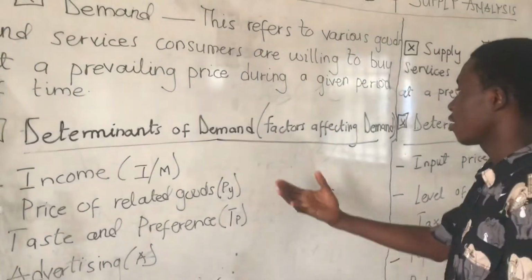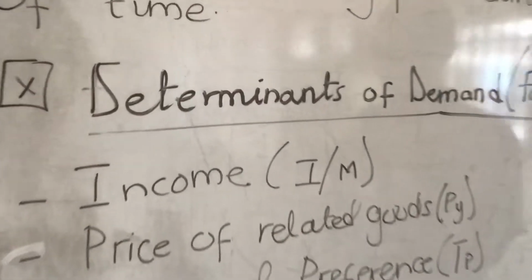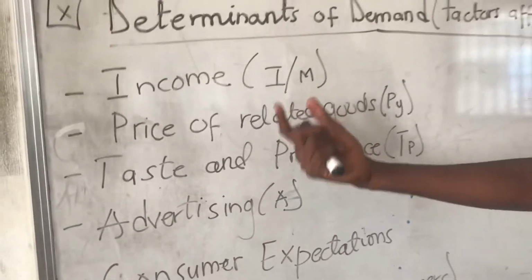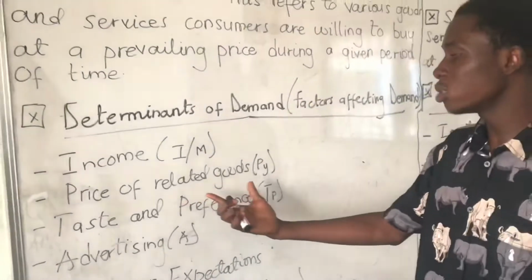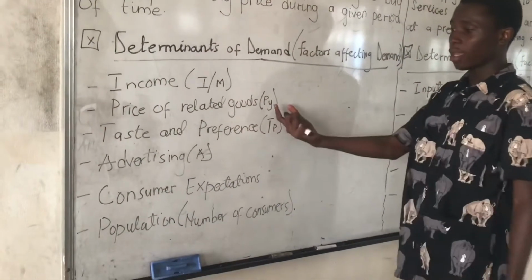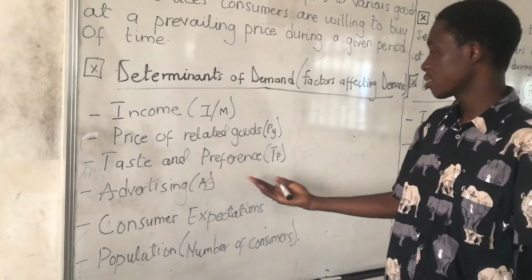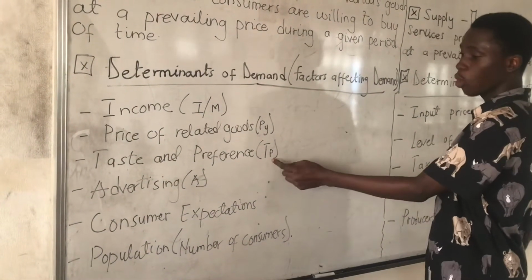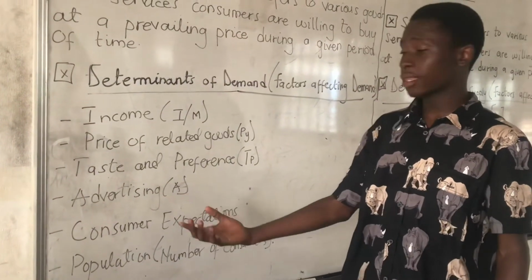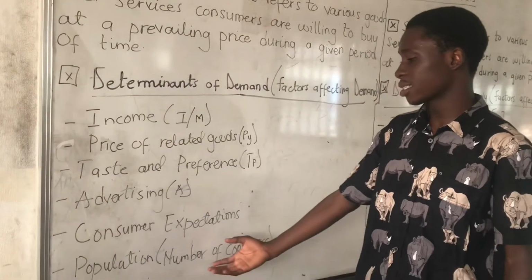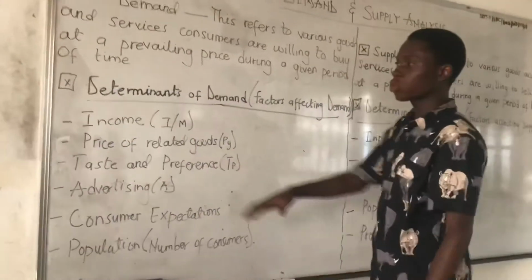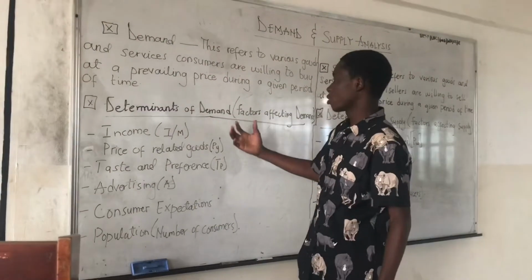It's the same as factors that affect demand. We have income, which is represented by capital I or an M. We also have price of related goods, denoted by P with a subscript Y. We also have taste and preference, with a capital T and a small p. We also have advertising, denoted by the letter A. We also have consumer expectations. We also have population, which is the number of consumers.